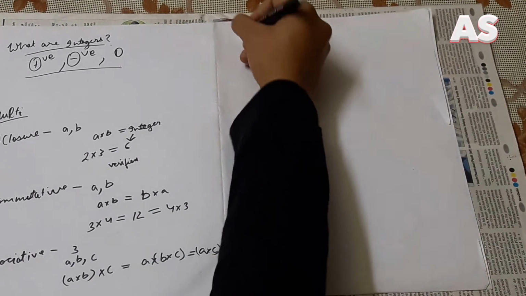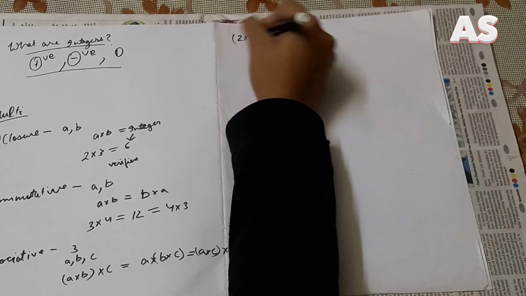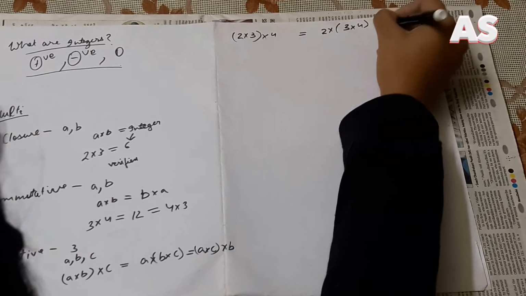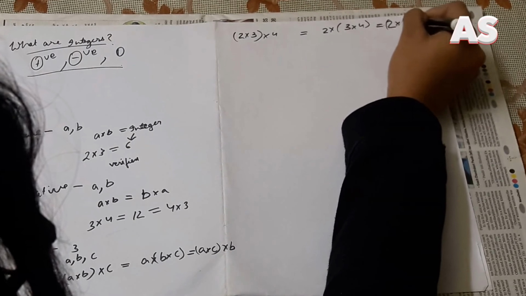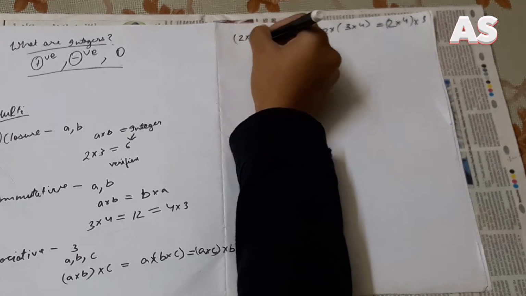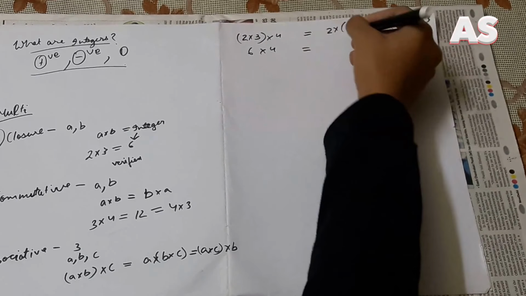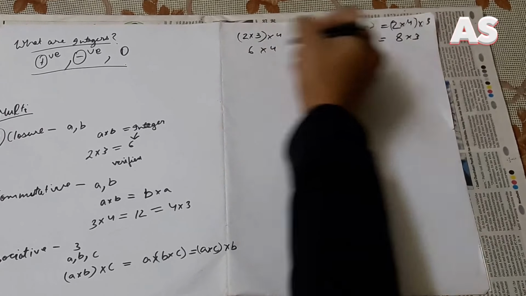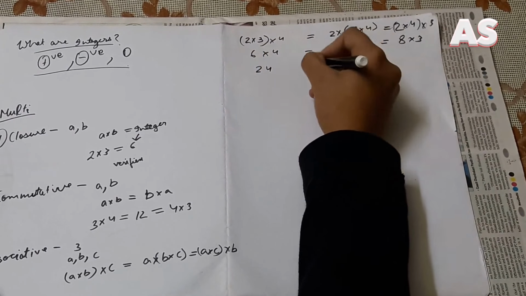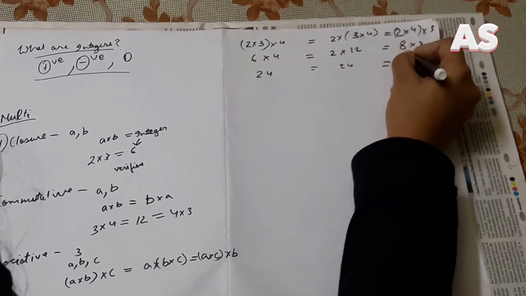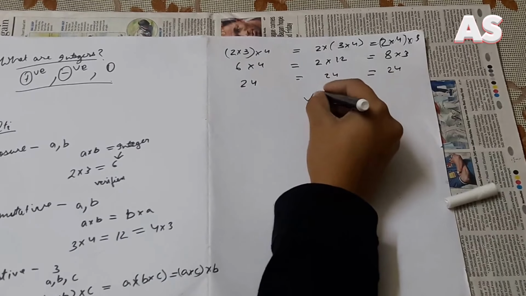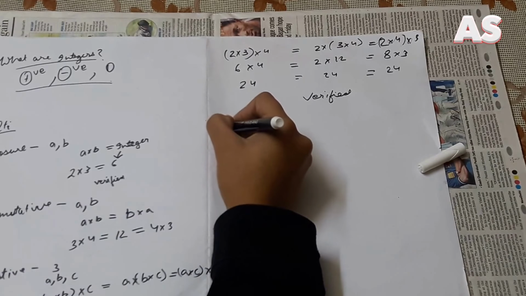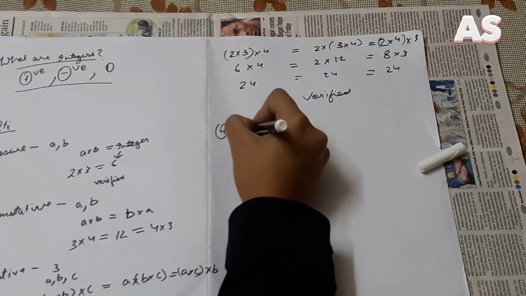For example, (2 into 3) into 4 is equal to 2 into (3 into 4) and 2 into (4 into 3). 2 3s are 6 into 4, 2 into 12 and 8 into 3. 6 into 4 is 24, 2 into 12 is 24 and 8 into 3 is again 24. So it's hence verified.